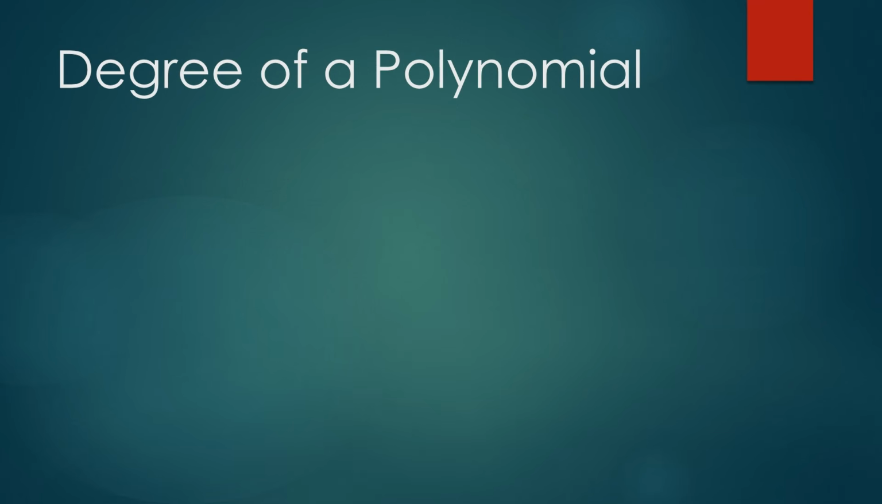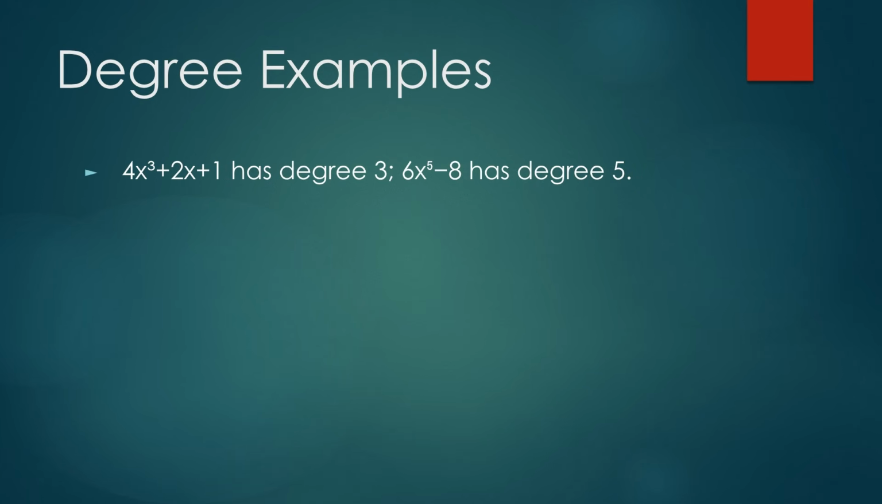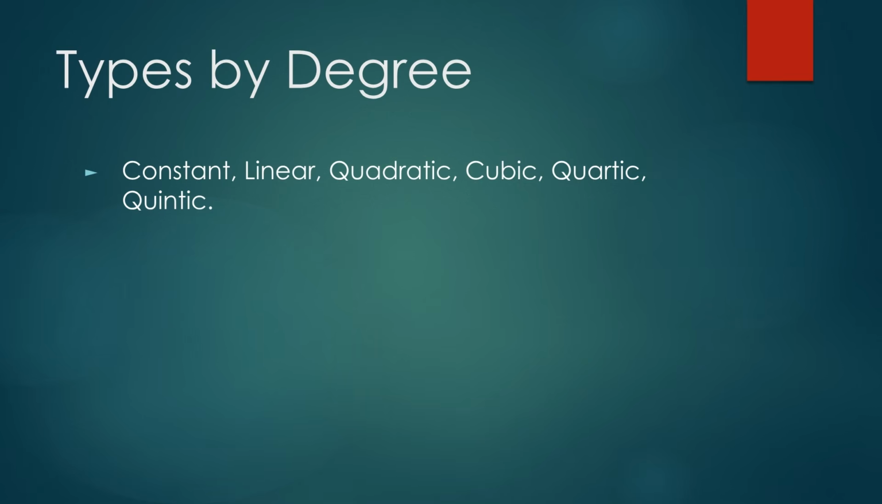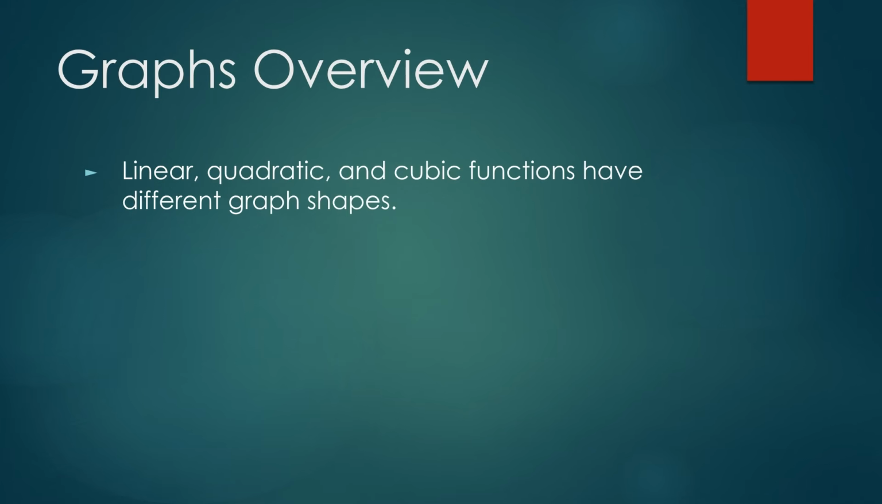The degree of a polynomial is determined by the highest exponent of its terms. For example, 4x³ + 2x + 1 has a degree of 3, while 6x⁵ − 8 has a degree of 5. Polynomials are also classified by degree, including constant, linear, quadratic, cubic, quartic, and quintic. Understanding polynomial graphs is key. Linear, quadratic, and cubic functions each have distinct graph shapes that correspond to their degree.